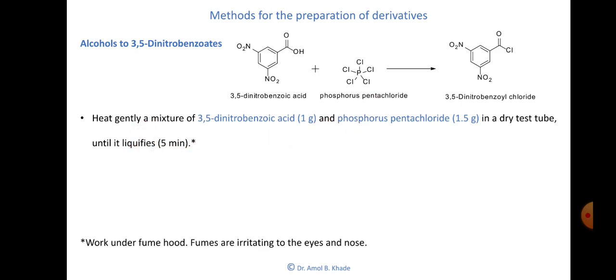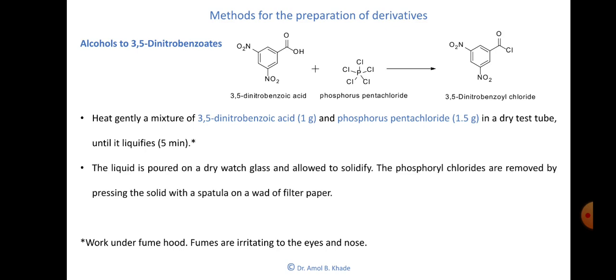You have to do this reaction under the fume hood. Do you know what a fume hood is? A fume hood is a dedicated area which has an exhaust fan and tube lighting, and whatever fumes are generated in the reaction will be taken care of by the exhaust fan and sent out of the lab. You have to take care of your eyes and nose, because the fumes generated are quite irritating. So preferably you should do this reaction under the fume hood.